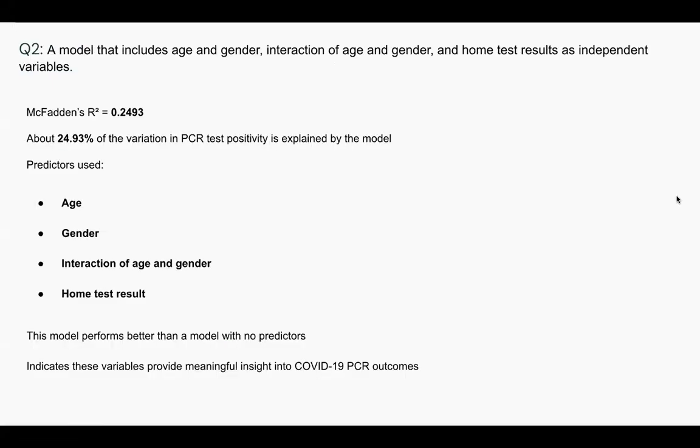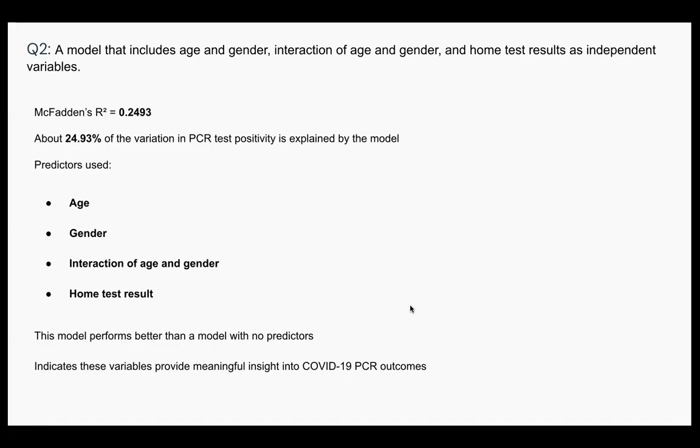Okay, and now we are on question 2. So I will be building a model this time that includes age and gender and the interaction of age and gender with the home test results as independent variables. So this time we will be predicting PCR test positivity based on different independent variables, which include the age, gender, interaction of age and gender, and the home test results. This model performs better than a model with no predictors, and it indicates these variables provide meaningful insights into COVID-19 PCR outcomes.